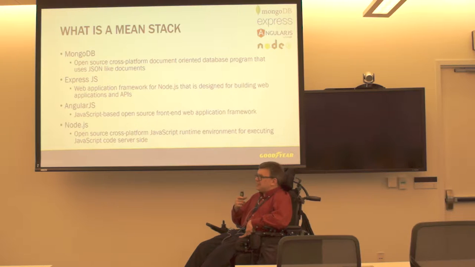The MEAN stack consists, at its highest level, of four components: MongoDB, ExpressJS, AngularJS, and Node.js.